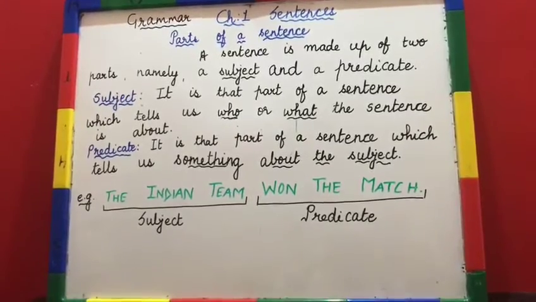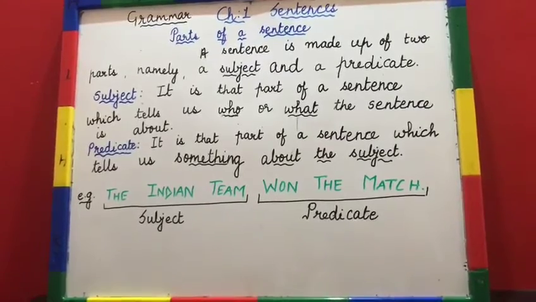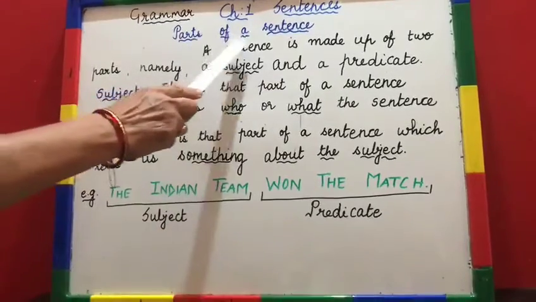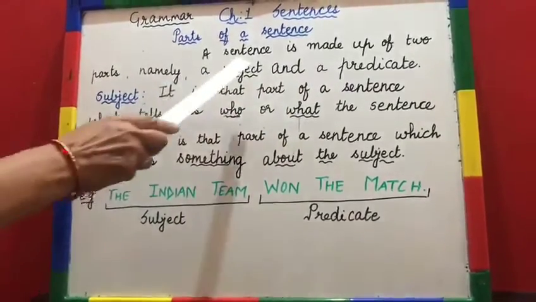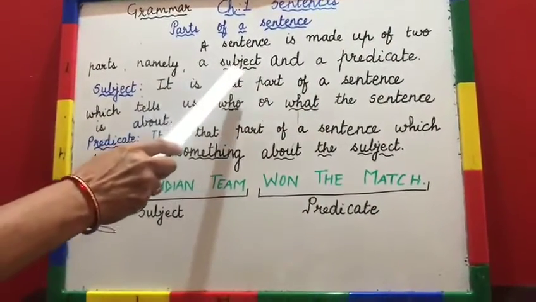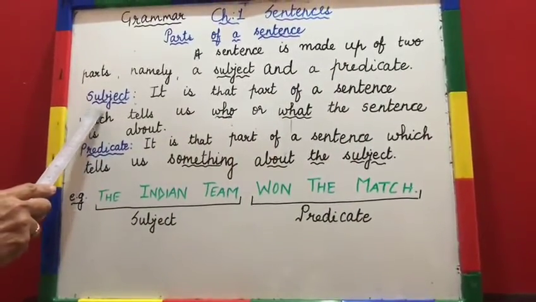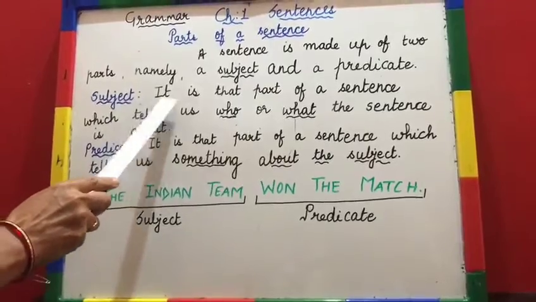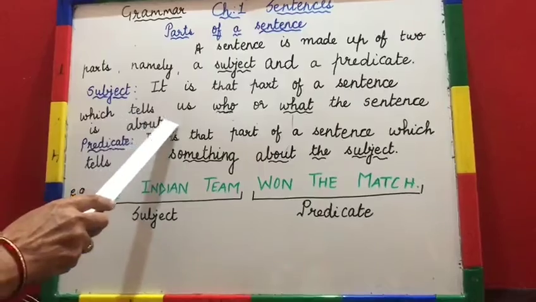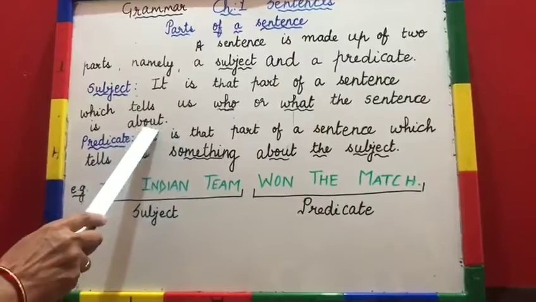After getting an idea about the difference between a sentence and a phrase in the first lecture, let us have an idea about the parts of a sentence. A sentence is made up of two parts, namely a subject and a predicate. Now let us see something about the subject. It is that part of a sentence which tells us who or what the sentence is about.